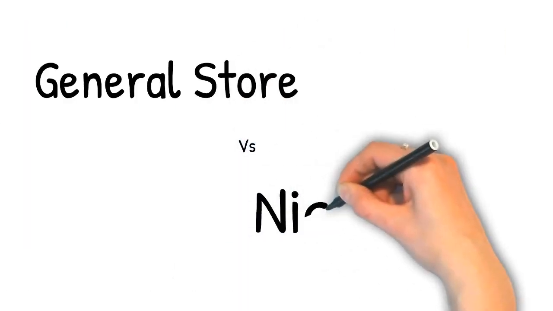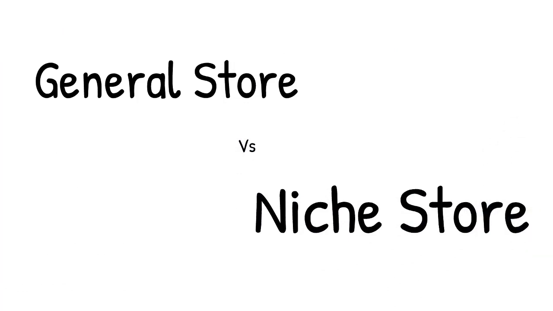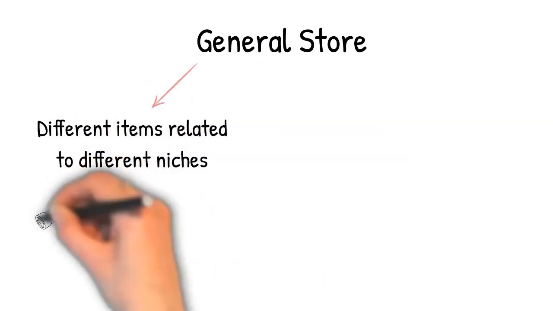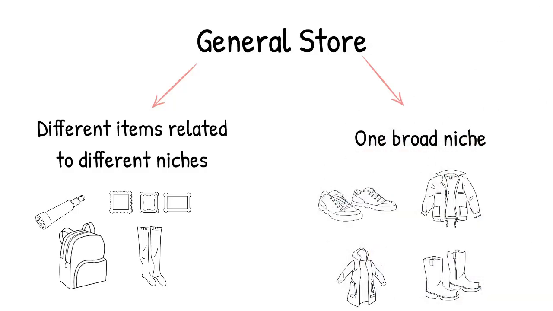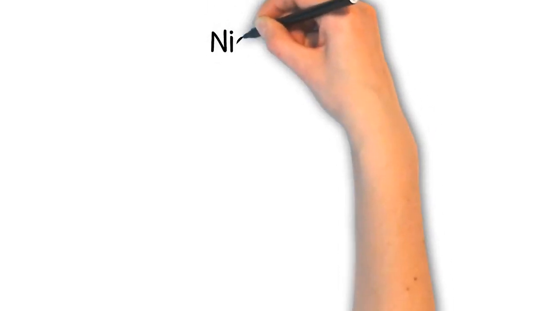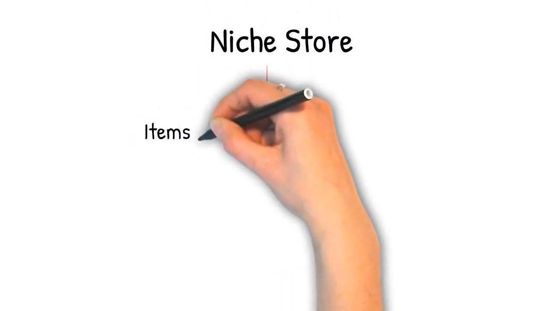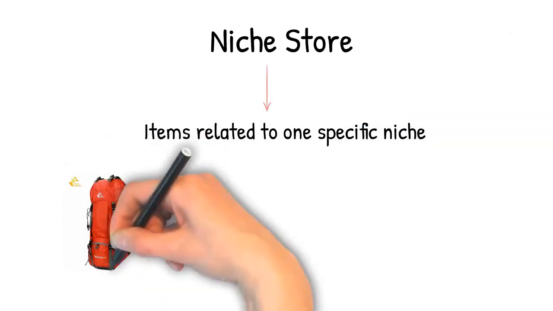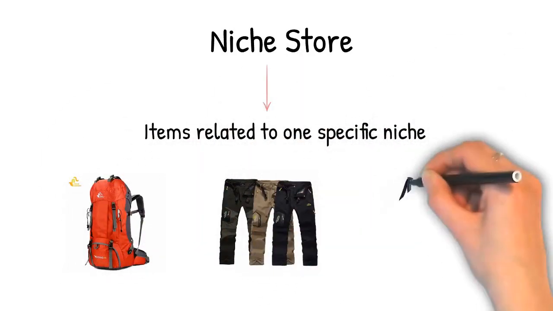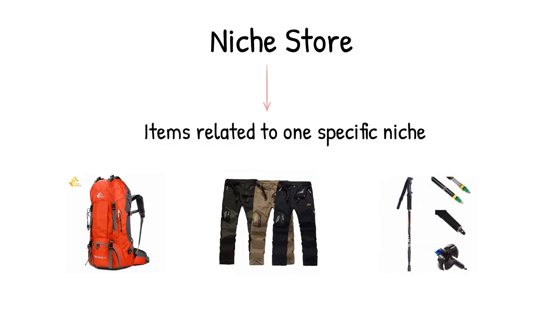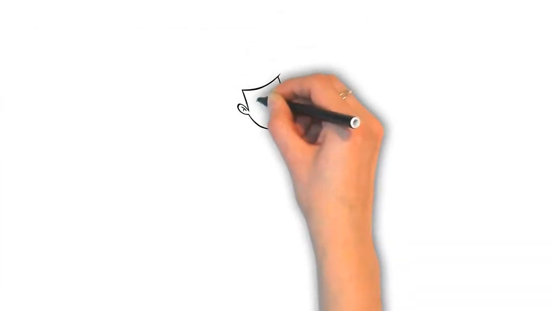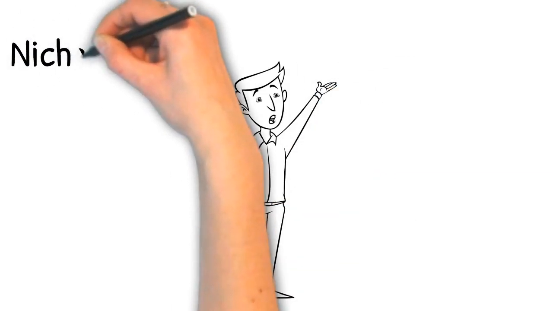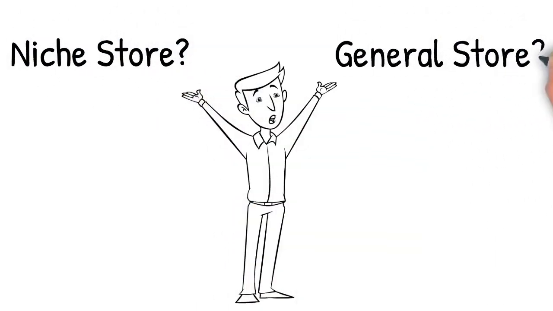Now let's start by explaining the difference between these two types of stores. A general store is a store that sells different items related to different niches or one broad niche, for example a store that sells sports outfits or a store that sells clothing. A niche store, on the other hand, is a store that sells items related to one specific niche, for example a store that sells outfits for one specific type of sport, like yoga or hiking, or a store that sells phone cases for dog lovers. So, our question is, a niche store or a general store? That's what we are going to discuss deeply in this video.